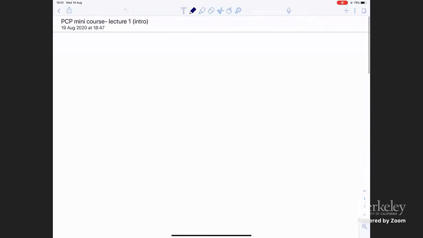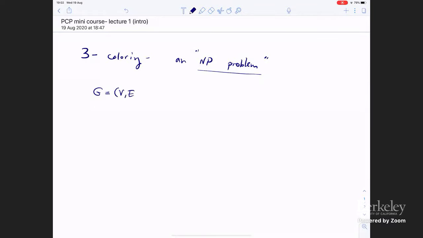So let me start by describing three coloring, which is an NP problem. Now, I'm not assuming people have a strong complexity background, and I'm not interested in giving a complexity definition. So the best way I've found to describe the PCP theorem is to give a concrete example, for example, three coloring. So what is three coloring? We have a graph, vertices and edges. So the graph can look something like this.